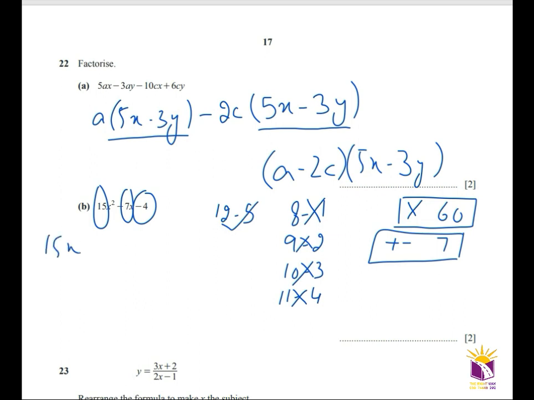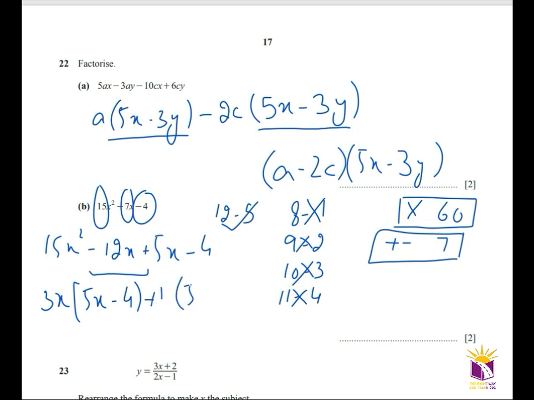So 15x squared minus 12x plus 5x minus 4, because 12 minus 5 is 7, and the symbol of the bigger value is minus. So taking common, 3x is common from 15x squared and 12x, and it will be 5x minus 4. 1 is common from these two, which will also be 5x minus 4. So it will become (3x plus 1) into (5x minus 4).